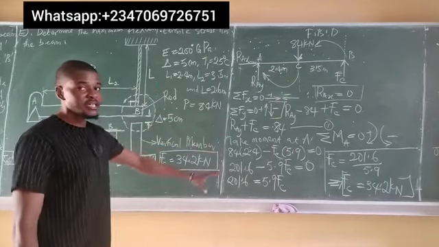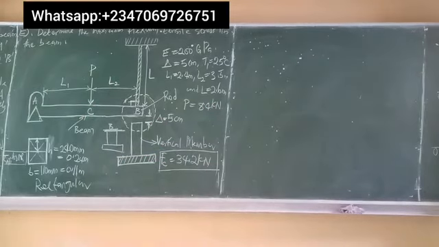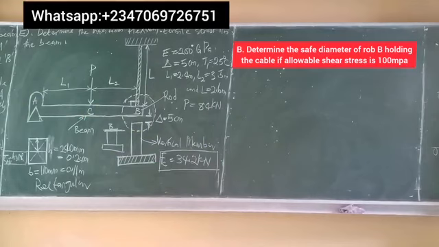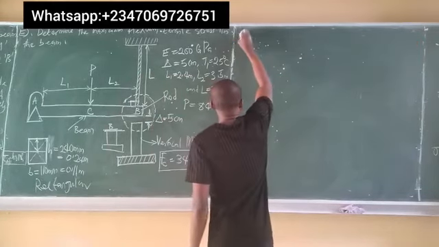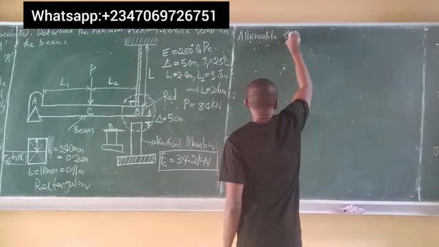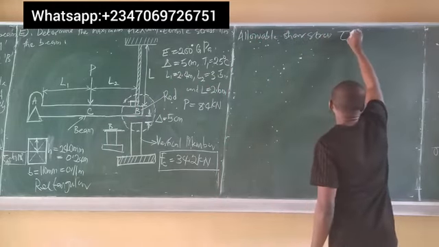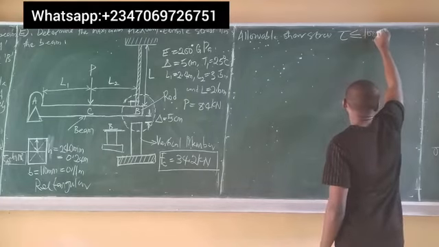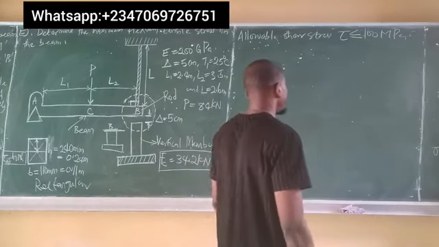So I will wipe this side and solve question 2 over that side. The second question says, determine the safe diameter of rod B that is holding the cable if the allowable shear stress must not exceed 100 megapascal. So we're given allowable shear stress tau is less than or equal to 100 megapascal. That's a condition. It mustn't exceed 100 megapascal.